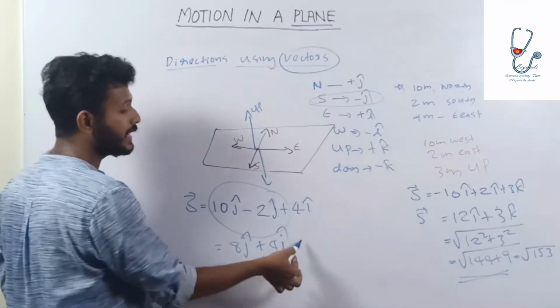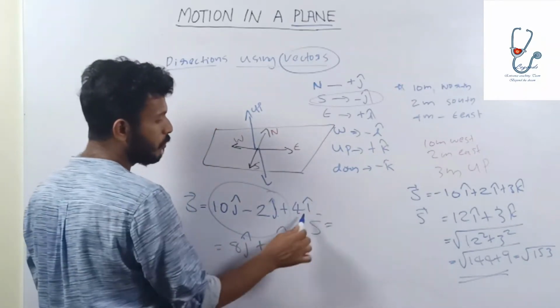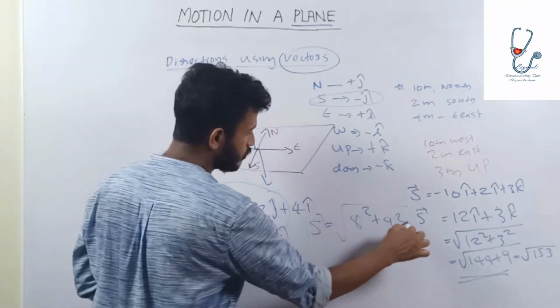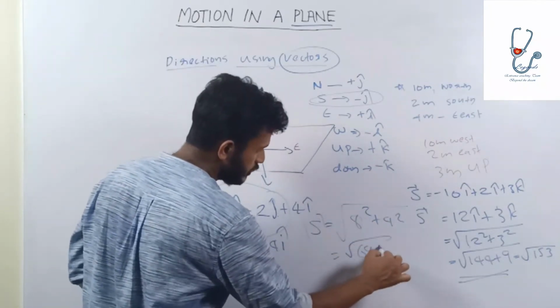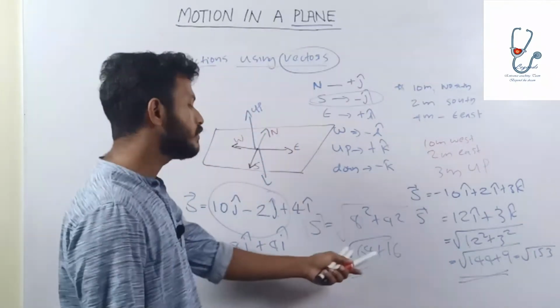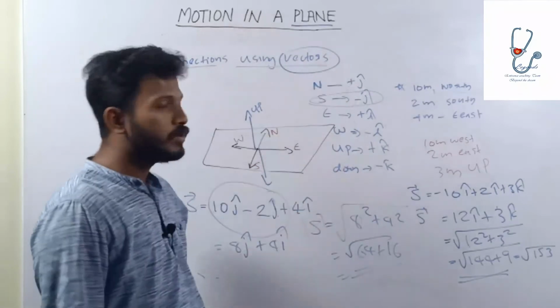There is no k cap here. So the answer is vector s equal to this one. Mod s is equal to root of 8 square plus 4 square, that is root 64 plus 16. Calculate this one and you will get the answer. Clear? So that is directions by using vectors.